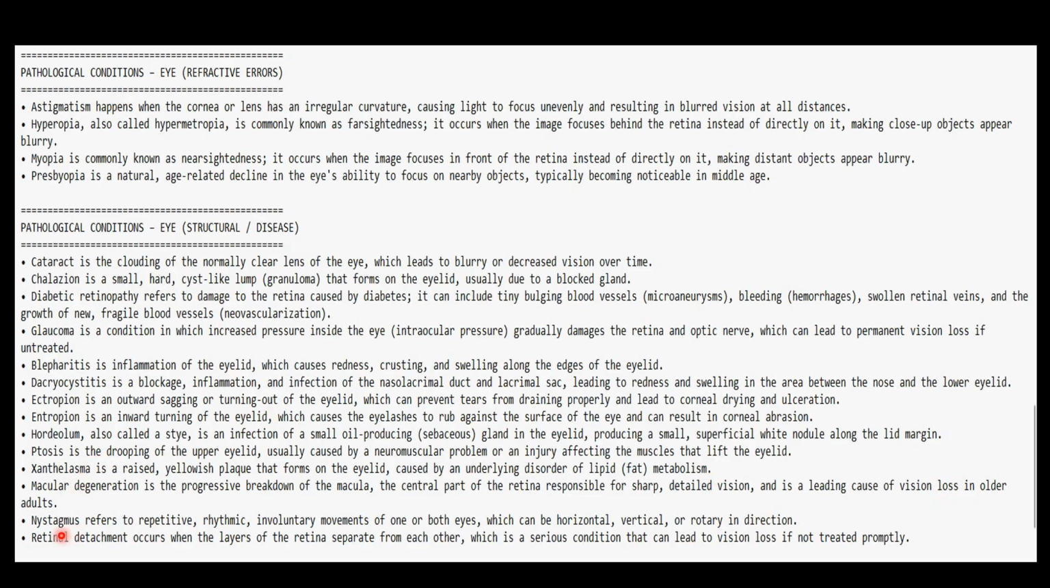Clear? After that we have nystagmus, which refers to a repetitive rhythmic involuntary movement of one or both eyes, which can be horizontal, vertical, or rotatory in direction. Then we have retinal detachment, which occurs when the layers of the retina separate from each other, a serious condition that can lead to vision loss if not treated immediately. Clear? So these are all the pathological conditions related to the eye on the basis of structure and disease.